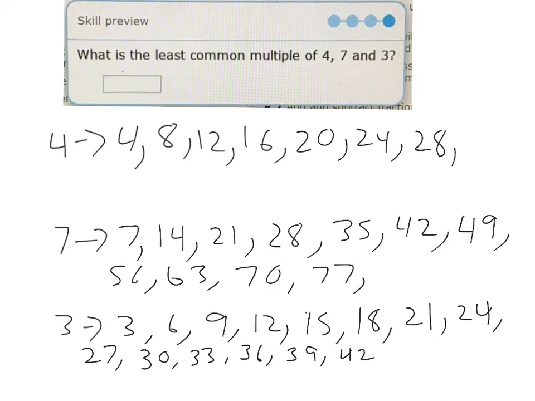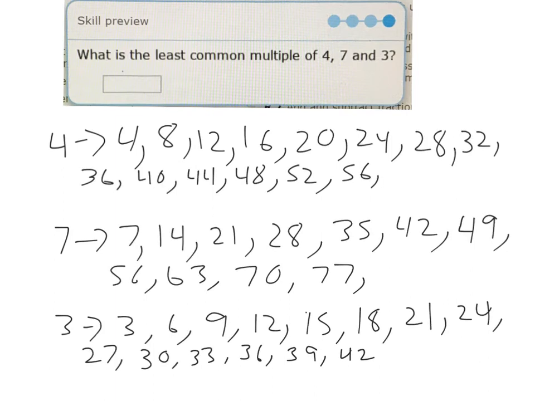Because then it'll go 28, 32, 36, 40, yeah, 44, 48, 52, 56. It's 56. Ooh, maybe? No, because if you think about divisibility rules, 5 and 6 add up to 11, and that's not divisible by 3. This is going to be a long one, I think.